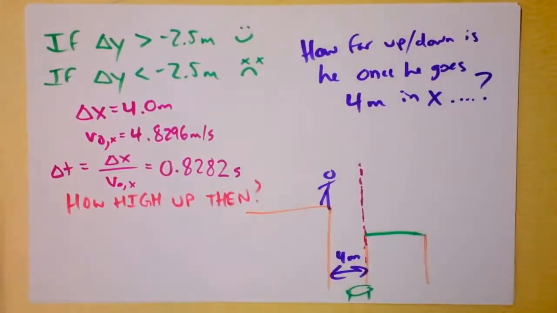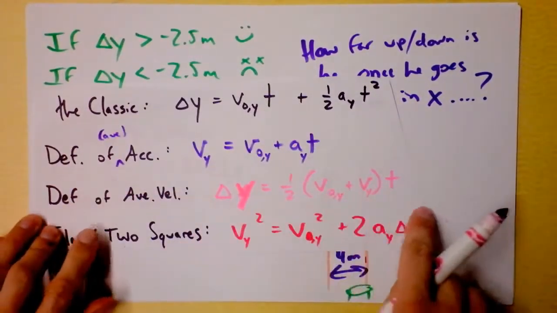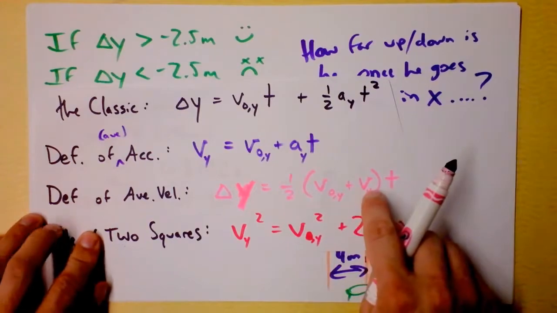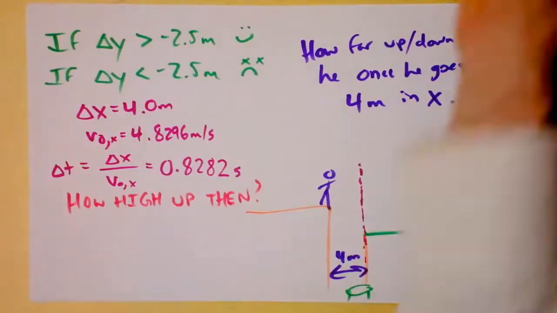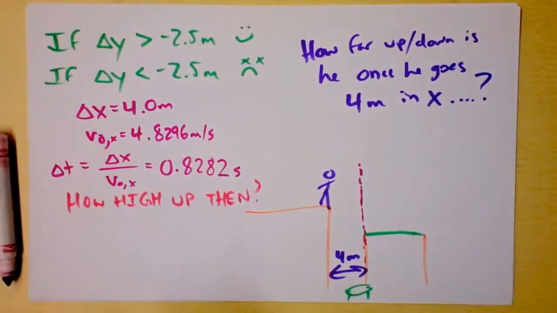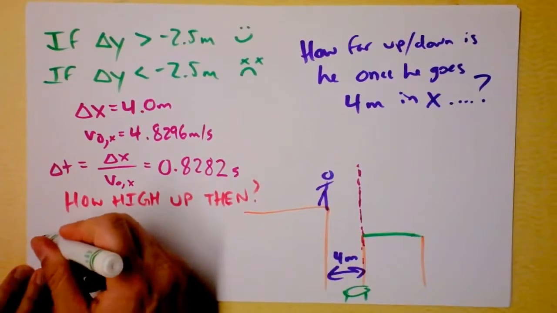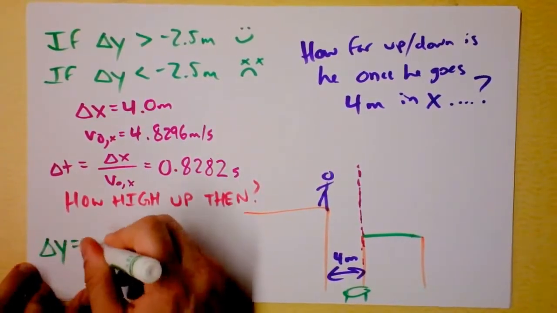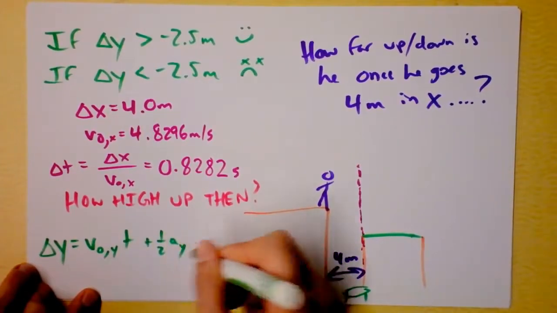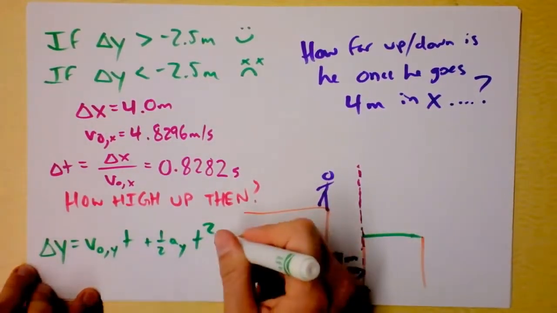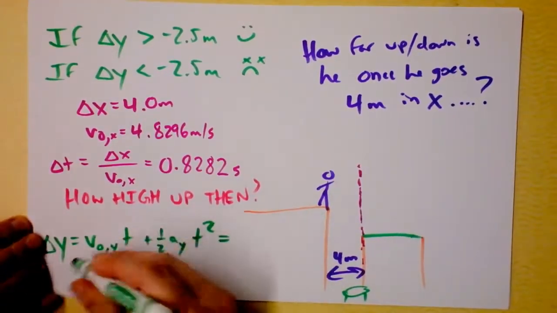And the answer to the question, how high up is Ben Colleen, can be answered with this one, certainly, but we don't know Vy. This one, the classic. Right, let's go to the classic again, and I'm just going to plug in that time right there. The time is 0.8282 seconds, and I get delta y equals the initial velocity in the y direction times time plus 1/2 the acceleration in the y direction times time squared, and I plug in that time. Should I write this out for you? Okay, I'll write it out for you.